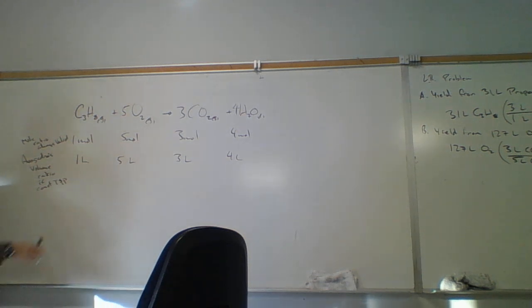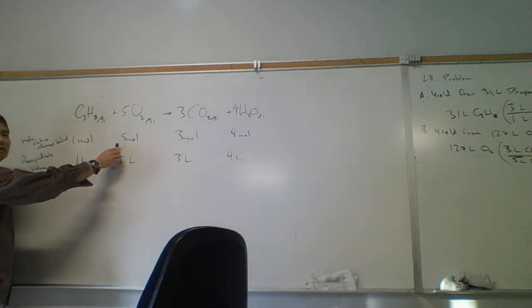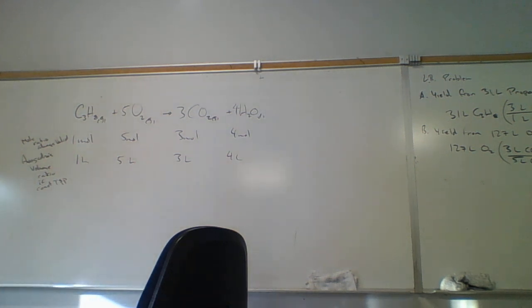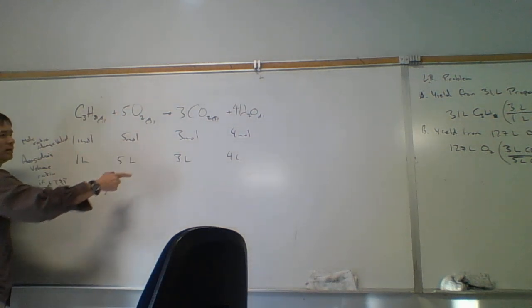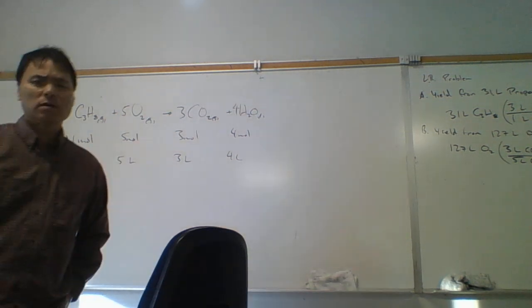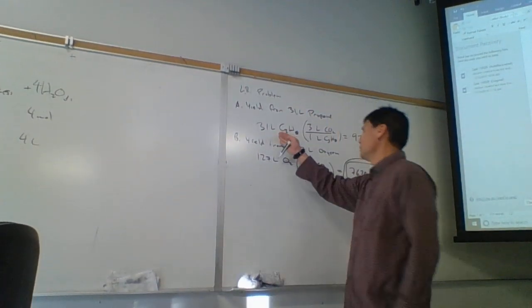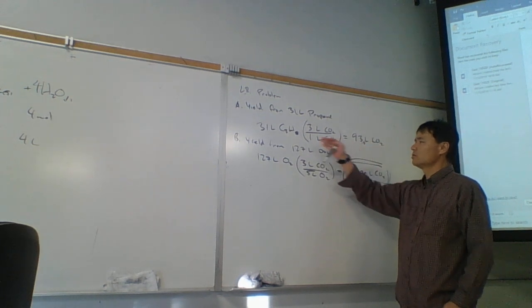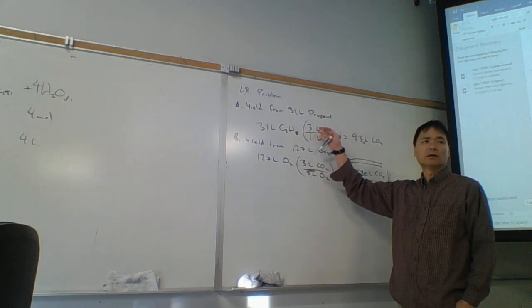Avogadro's law says that the mole ratio can also be the volume ratio as long as we're at constant pressure. The temperature should be the same. Since we're at constant pressure, all the gases are at 1 atmosphere, then we can say we're going to have a 1 liter, 5 liter, 3 liter, 4 liter ratio. And so you could do this instead. Instead of going from liters to moles, and then moles to moles, and then moles to liters, we can go straight from liters to liters here.